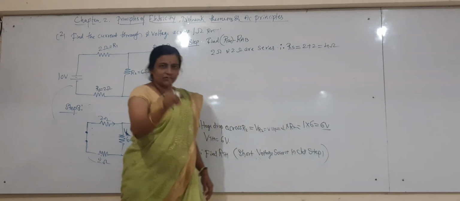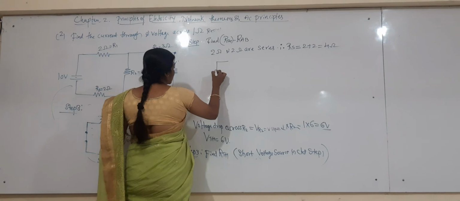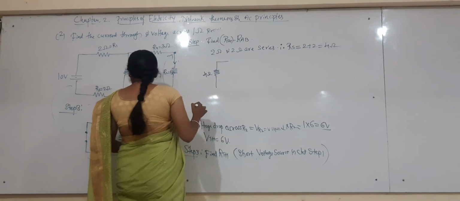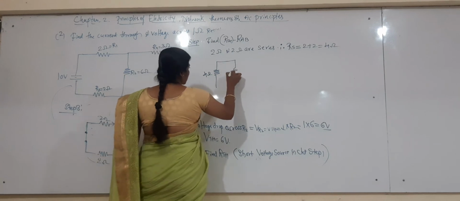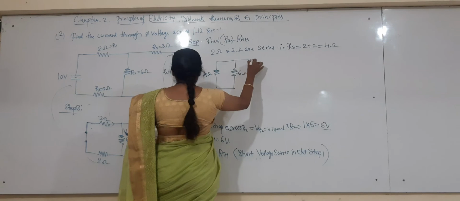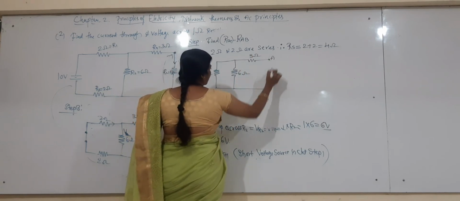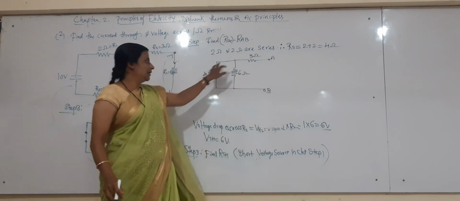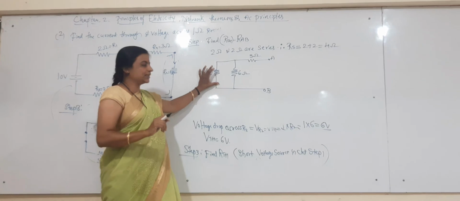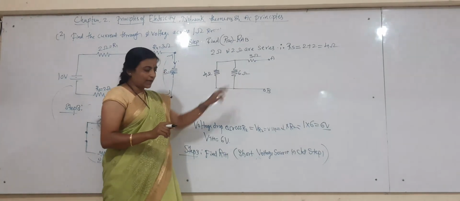We replace it and redraw the circuit. So therefore the circuit looks like this: here that is 4 ohm, and one more is here 6 ohm, and one more resistor is here 3 ohm. So that is A and B. In this new circuit, those two resistors are replaced with one resistor. Now this 4 ohm and 6 ohm are connected in parallel.